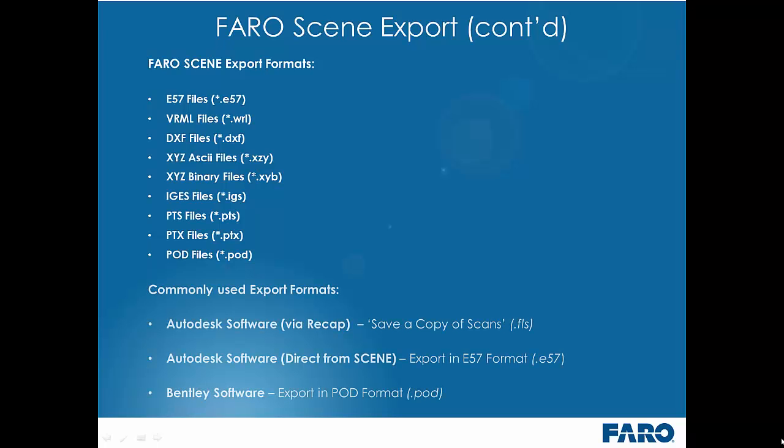Commonly used export formats in other software would be Autodesk software via Recap. The best route would be to save a copy of the scans in FLS format. For Autodesk software direct from Scene, the best route would be to export in E57 format. For Bentley software, the export would be in POD format.